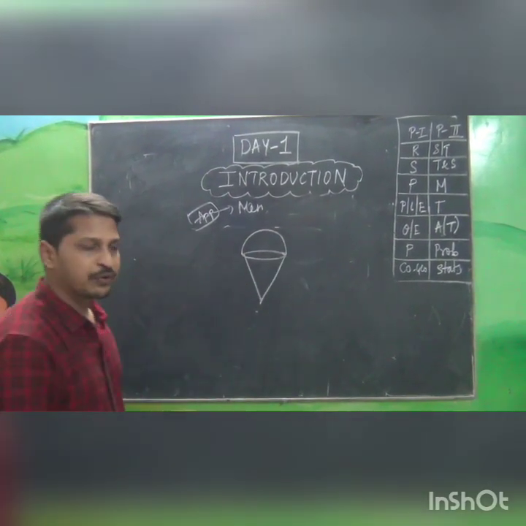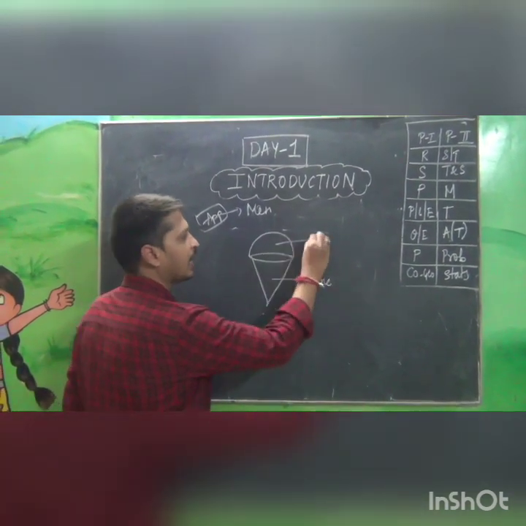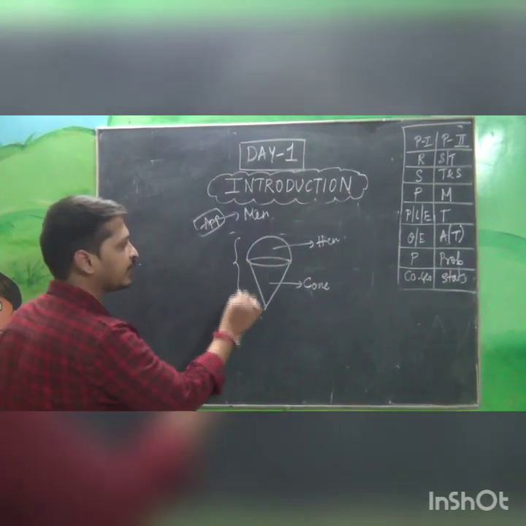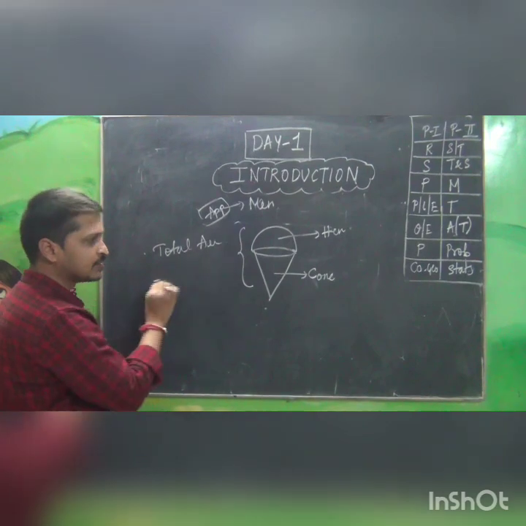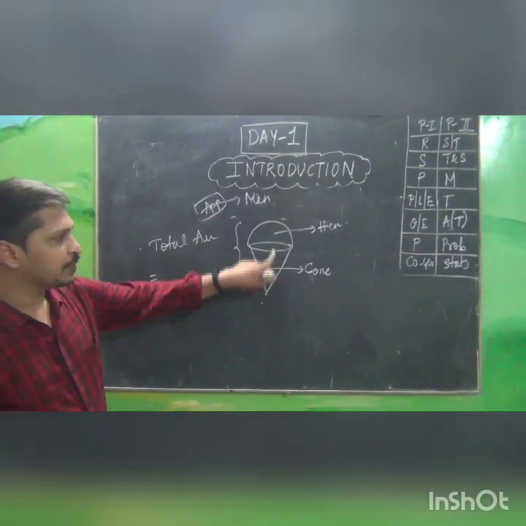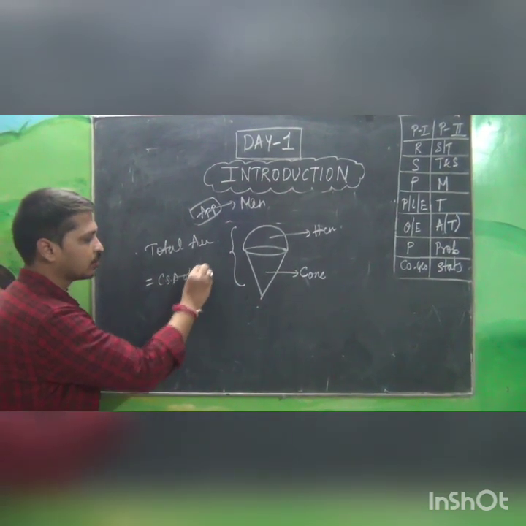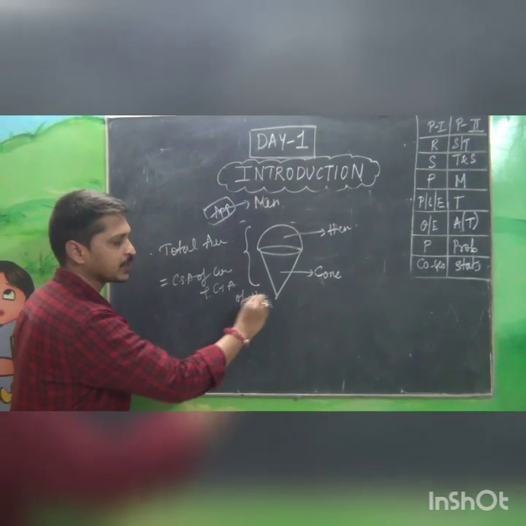Yeah. So now if you observe, this is a cone and this is a hemisphere. Okay, to find the total area, we need to add these two, that is nothing but the CSA of the cone plus the CSA of the hemisphere.